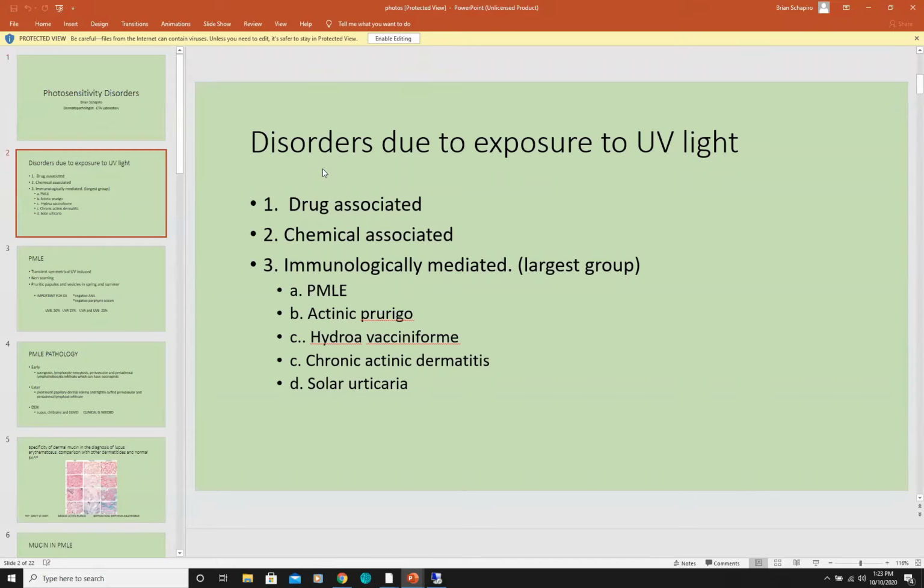And the types that we're going to discuss are polymorphous light eruption, actinic prurigo, hydroa vacciniforme, which are all well-defined entities, and then a kind of group called chronic actinic dermatitis, which is a mixed group of disorders and a kind of wastebasket for some of these UV-associated disorders. And lastly, solar urticaria, which is pretty straightforward and is well known to all.